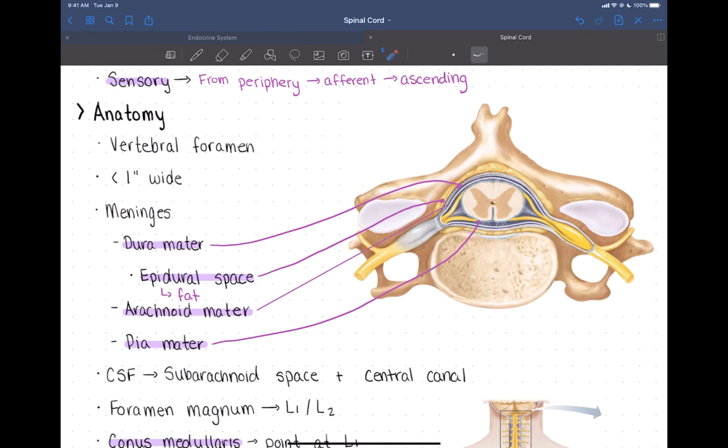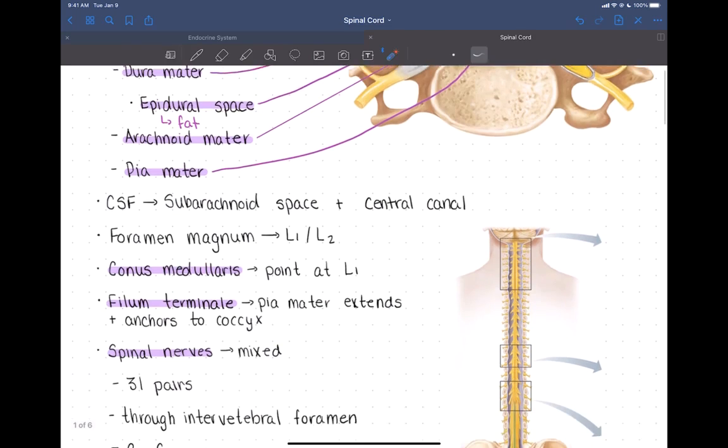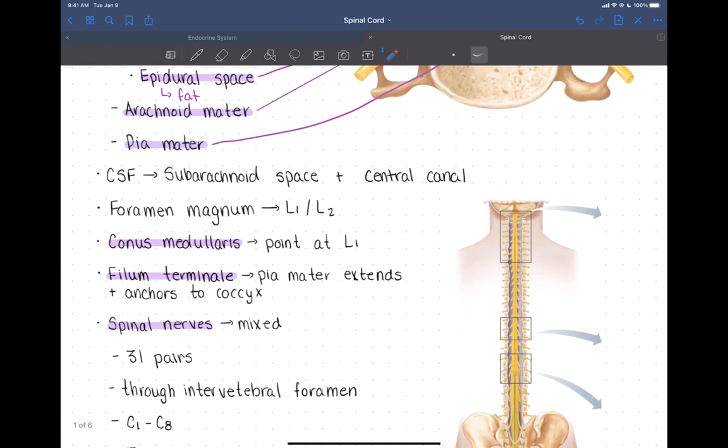All right, good. So those are the layers, the meninges on the brain, or sorry, on the spinal cord. So now let's talk about, when we're looking at the spinal cord lengthwise, some important structures to point out.